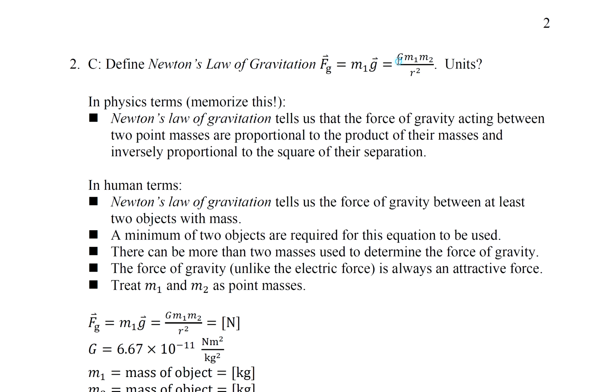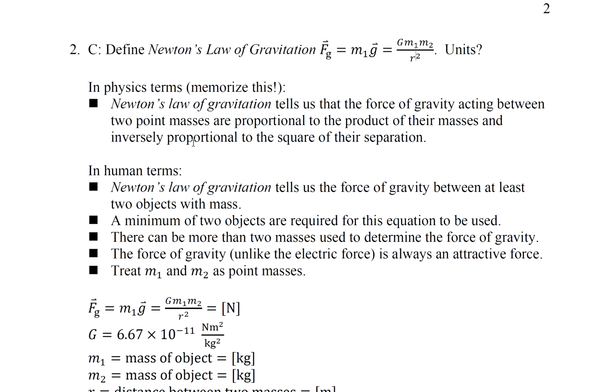So you could take a look at this equation and understand what that means. The more mass an object has, the more attracted it is to the other object. And the closer the two masses are to each other, the more the two objects are attracted to each other. Newton's law of gravitation tells us the force of gravity between at least two objects with mass. A minimum of 2 objects are required for this equation to be used. There can be more than 2 masses used to determine the force of gravity.